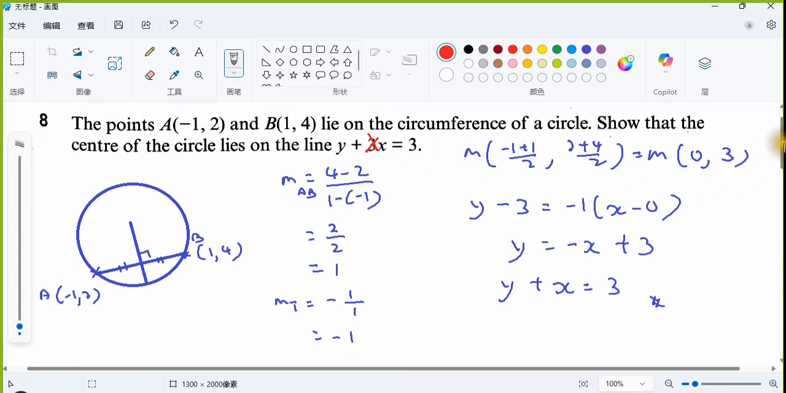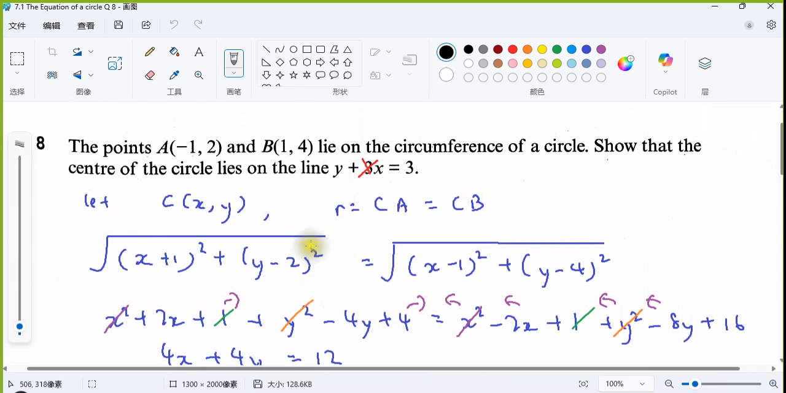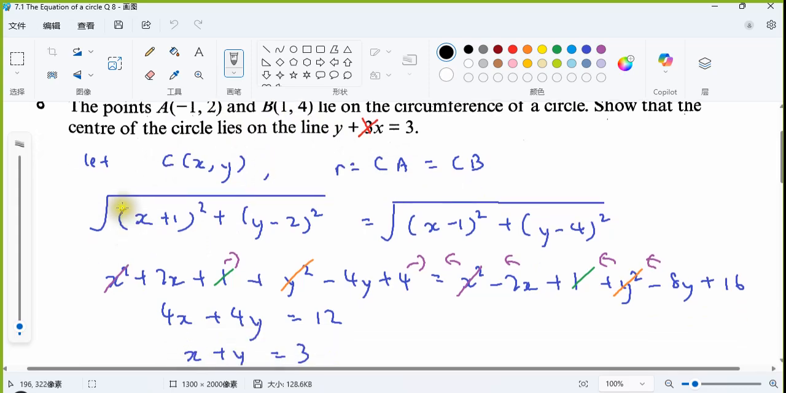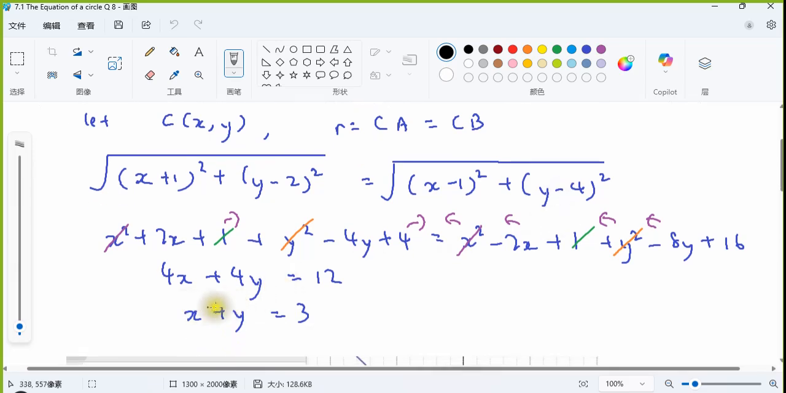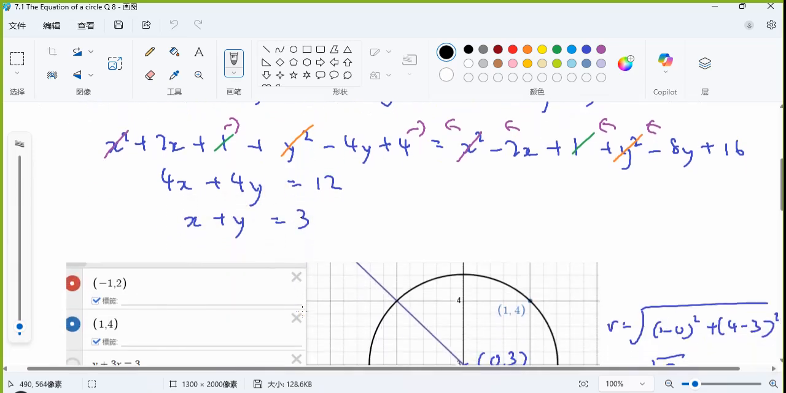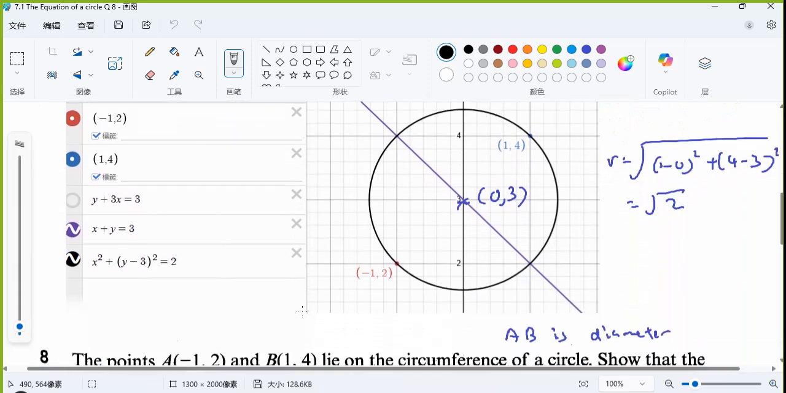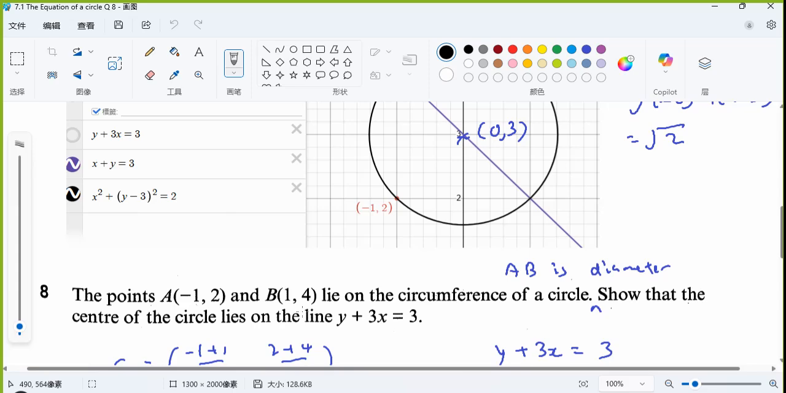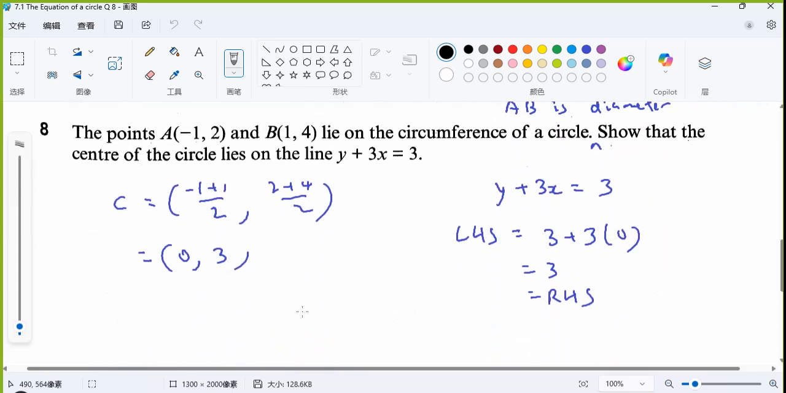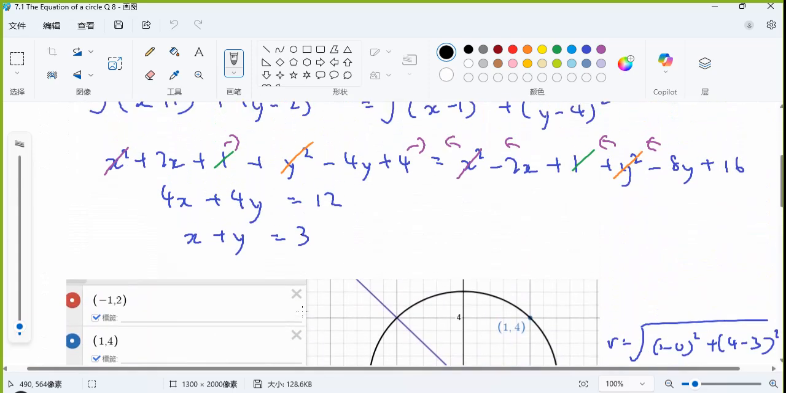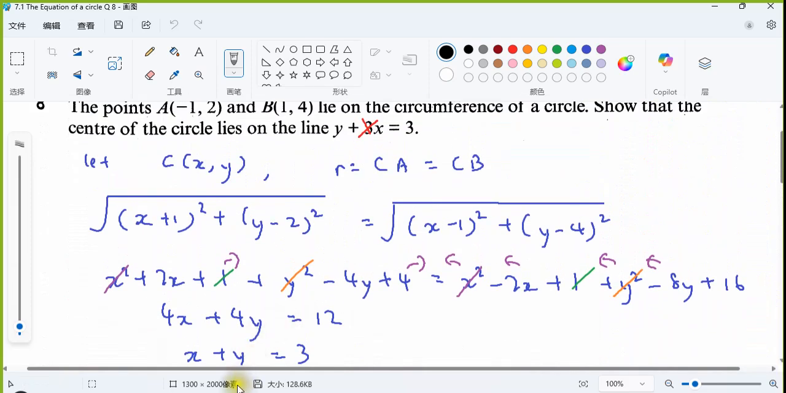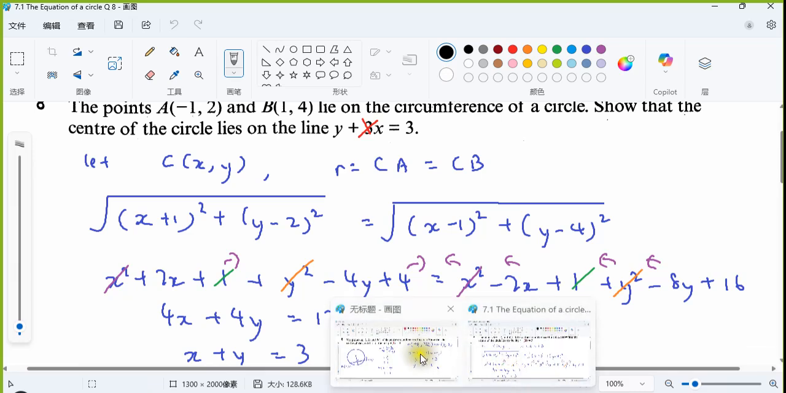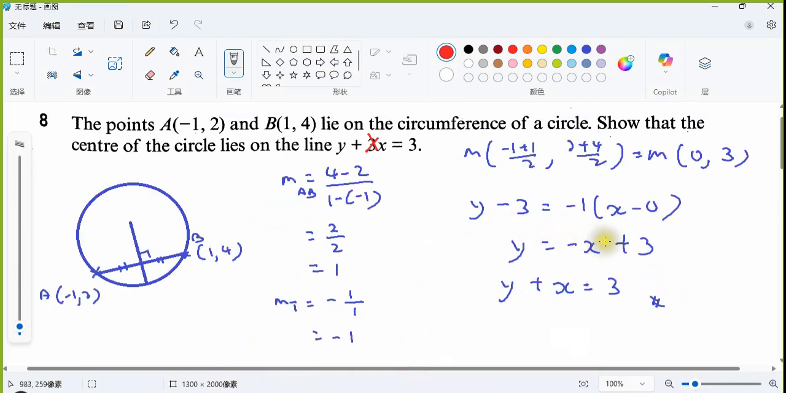Okay, so if I have a C here, CA equal to CB is the radius, and then the square root of this equals the square root of this, then we have x plus y equal to 3. So both will give me the same answer. But if we use the perpendicular bisector, then this will be easier.